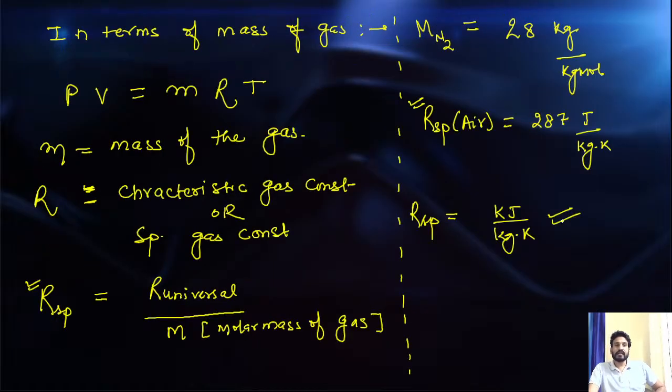And this is another form of the ideal gas equation, that is PV is equal to mRT. Is it clear to you guys? Right? Can we move forward now? Okay.